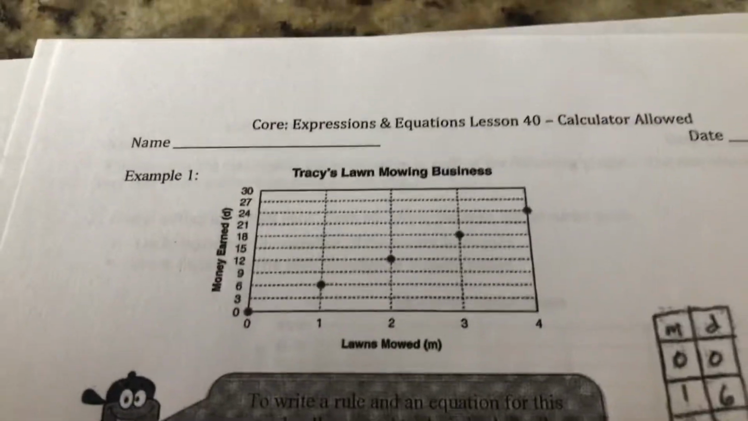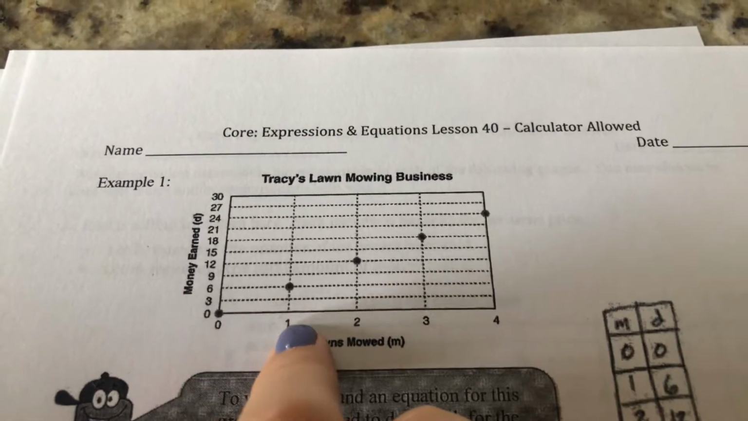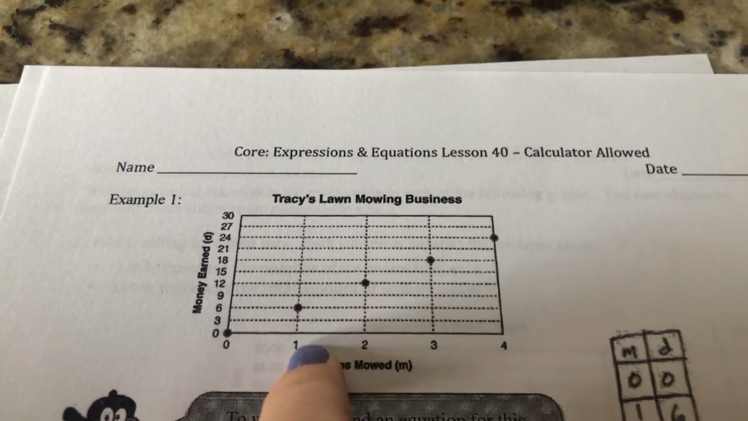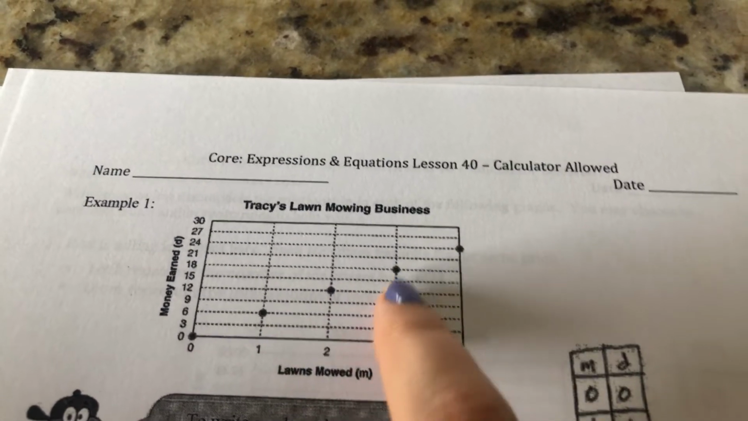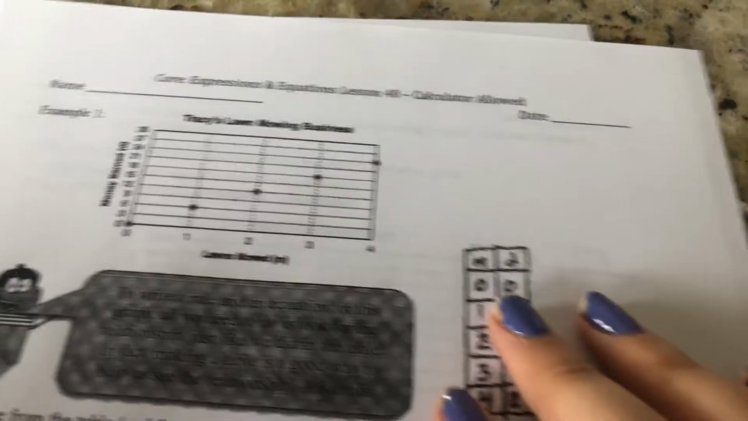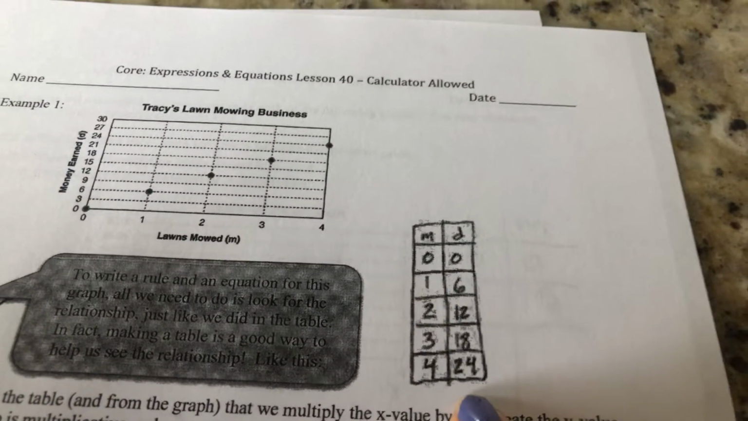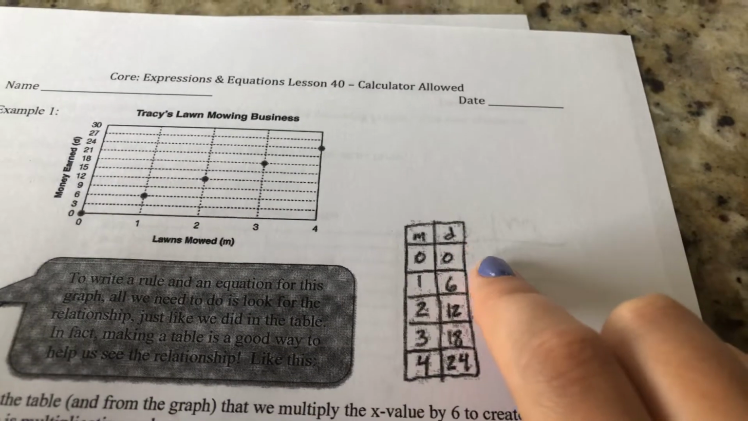All right, we're looking at example 1 here, which is about Tracy's lawn mowing business. It shows that for one lawn, she makes $6. 2 lawns, she makes $12. 3 lawns, she makes $18. And 4 lawns, she makes $24. So this was made into a table, which is going to help you create the equation because this is what we've been working on, so it's easy to see that pattern.